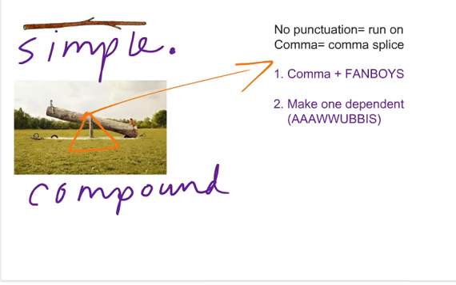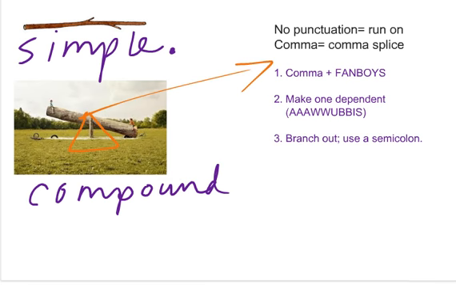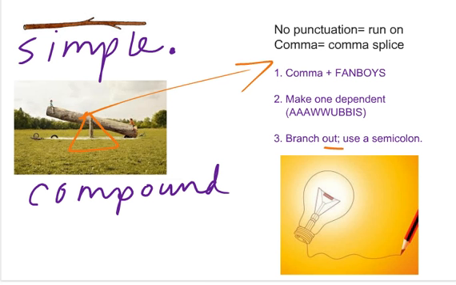So put a comma and a fanboys, for, and, nor, but, or, yet, so. Or make one dependent using alubis, which is after, as, although, when, while, until, because, before, if, since. Or branch out and use a semicolon. The most important thing is to give it a little thought and choose the option that helps to make the most sense out of what you've written and adds variety to your writing.